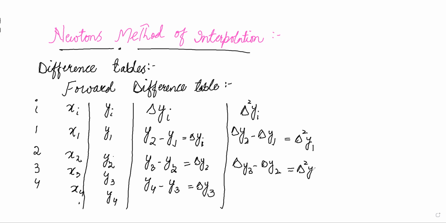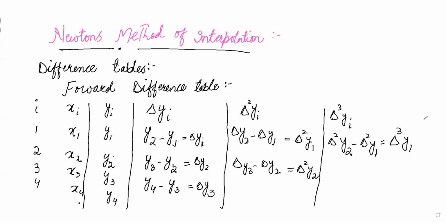Okay, then we define the third difference, called delta 3 yi. The first entry here will be delta 2 y2 minus delta 2 y1, and this is defined as delta 3 y1. Here our table ends. This table that we draw in this form is called the forward difference table. This is what we understand by the forward difference table.